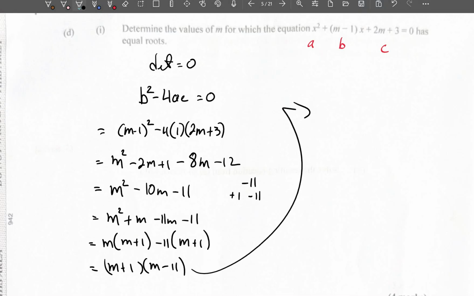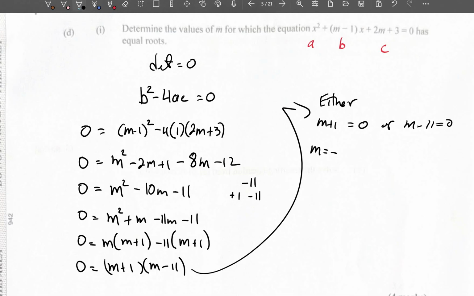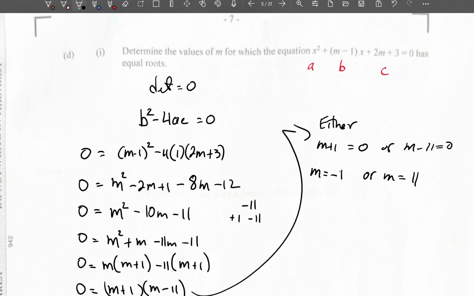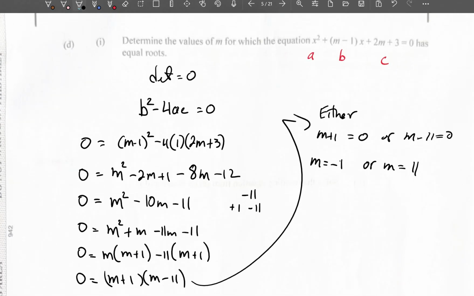Okay, so we then set this. All of this should be equal to 0. My 0 was on the wrong side of the equation. Right, so we see then that either m plus 1 is equal to 0 or m minus 11 is equal to 0. Therefore, m is equal to minus 1 or m is equal to 11. And these would be the two values of m, which gives the equation equal roots.